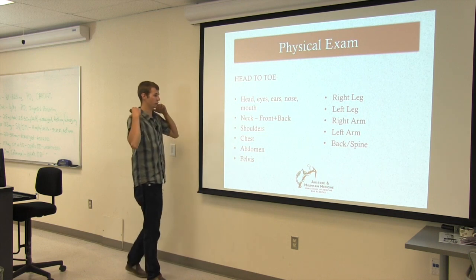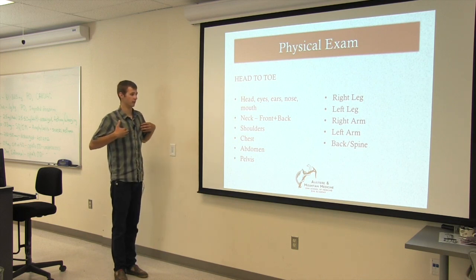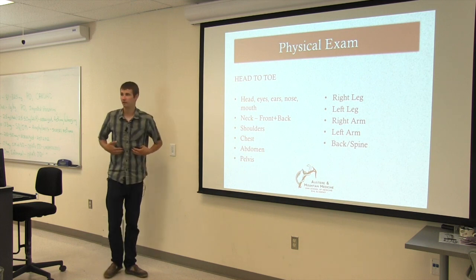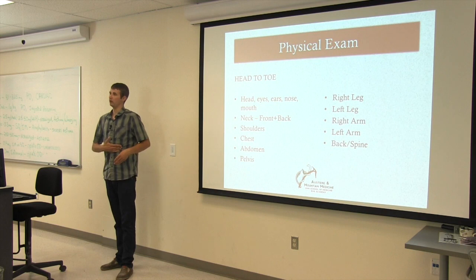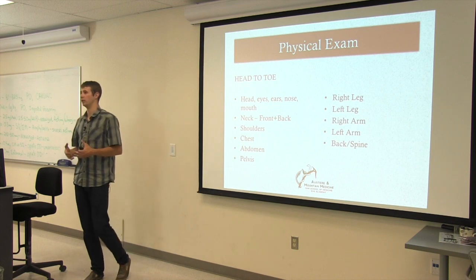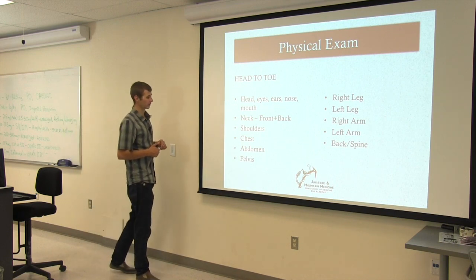Moving down, we're checking the shoulders, feeling if they're stable, feeling the chest, making sure the ribs are intact, making sure, again, that we're not eliciting a painful response. We're then going to feel the abdomen. We're going to feel in all 4 quadrants, and the idea is that we're trying to feel for any tenderness, any distension, any rigidity. All of those things are abnormal findings.